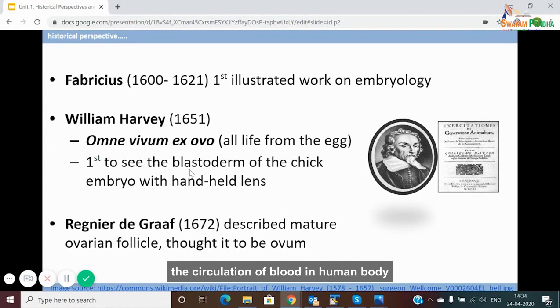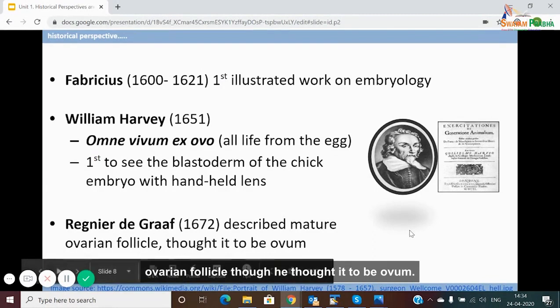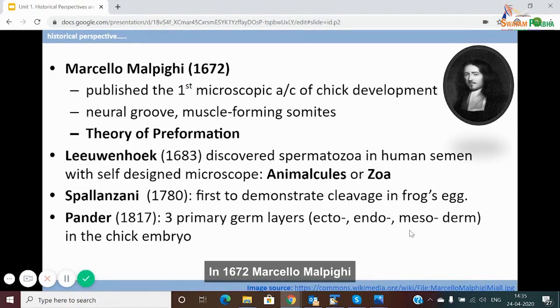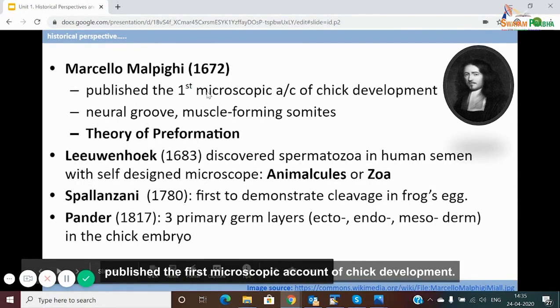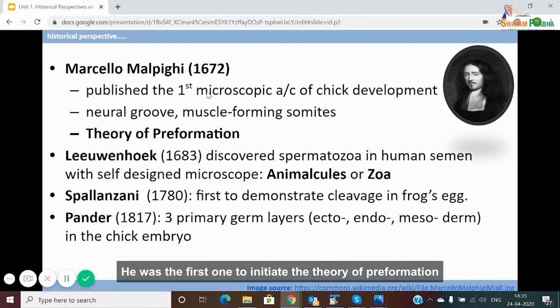Then in 1672, Regnier de Graaf described the mature ovarian follicle, though he thought it to be the ovum. In 1672, Marcello Malpighi published the first microscopic account of chick development. He observed the neural groove and the muscle-forming somites. He was the first one to initiate the theory of preformation, which we'll study in the next few slides.